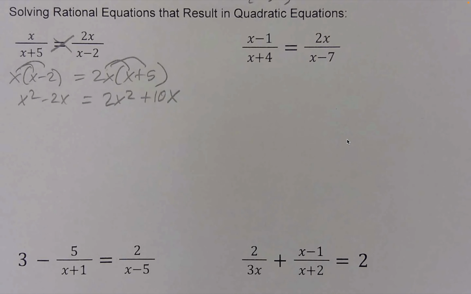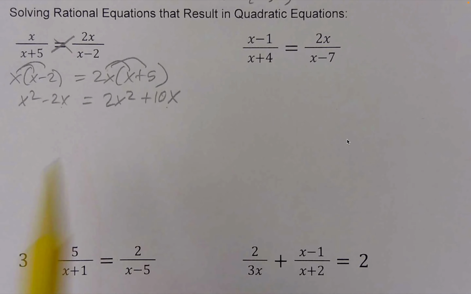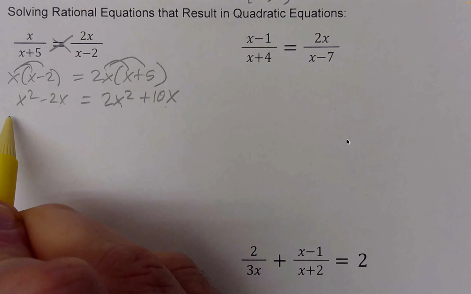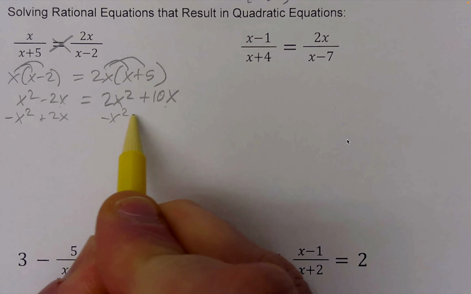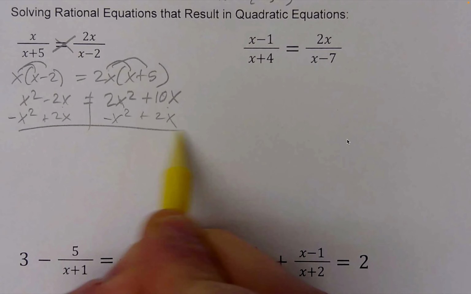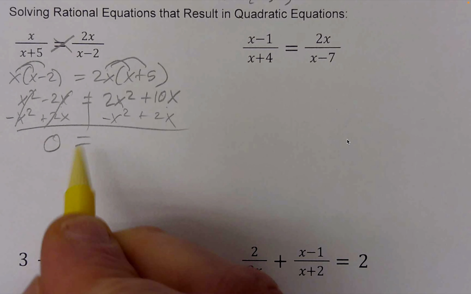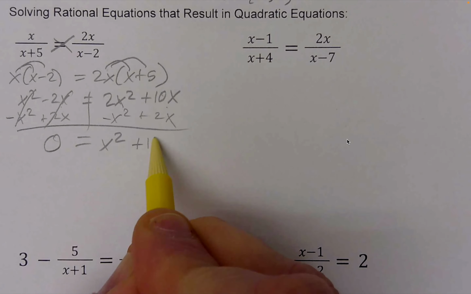Now this is a quadratic, and the technique here with quadratics, generally speaking, or I should say whenever there's a linear term, always get all the terms to one side. So to keep this positive, I'm going to take away x squared and add 2x like this. So those go away, we get 0 equals 1x squared, or just x squared, and then we have 12x.